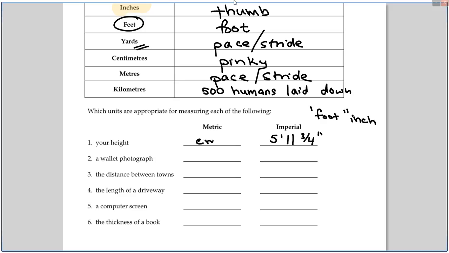If you ever check your photo ID from the government of Alberta, it'll be in centimeters. I think I'm like 170 something centimeters. Now the wallet photograph, they'll use inches for this, and they'll use centimeters as well. They might use millimeters. Have you ever heard of a 5x7, like when you're getting a photo?